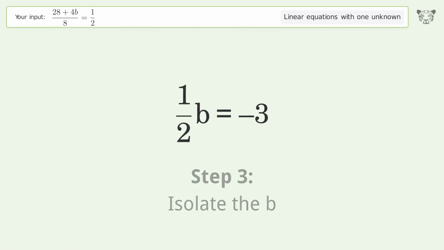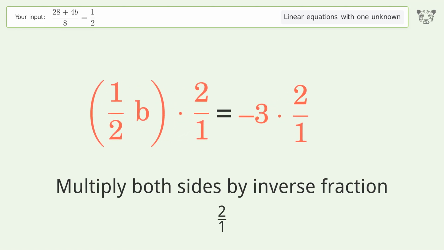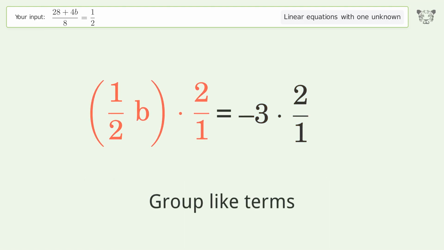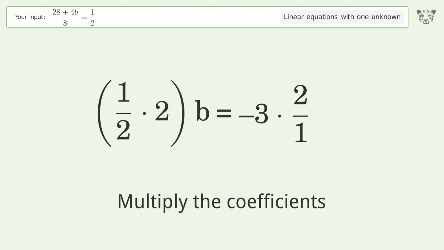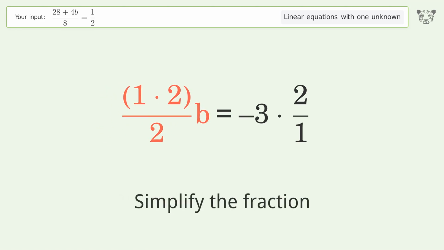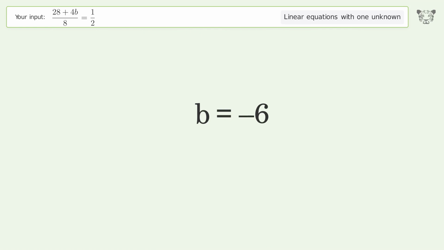Isolate the b. Multiply both sides by inverse fraction 2/1. Group like terms. Multiply the coefficients. Simplify the fraction. Simplify the arithmetic. And so the final result is b equals -6.